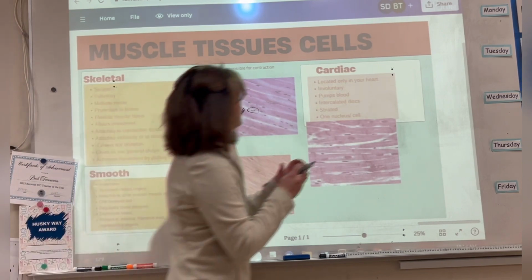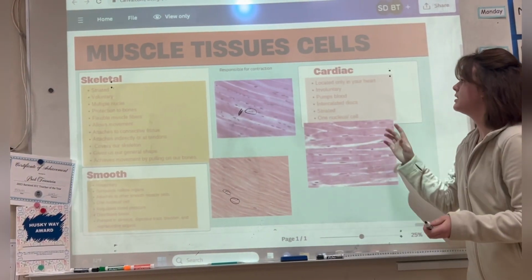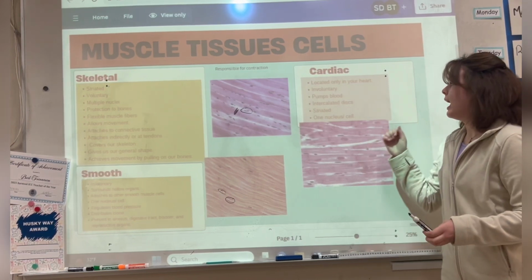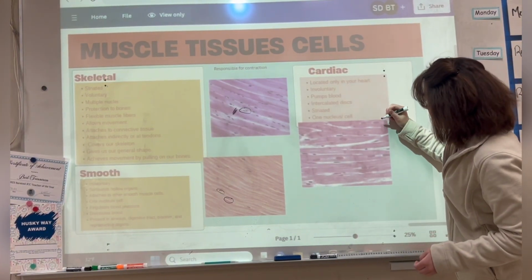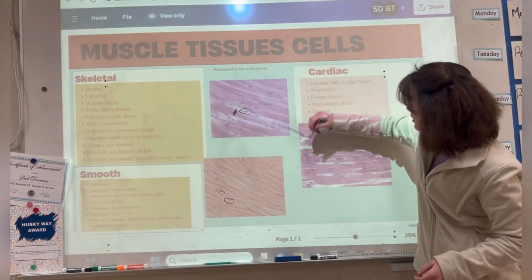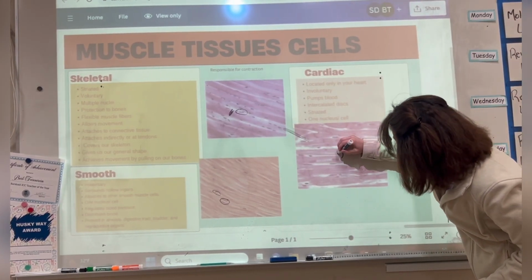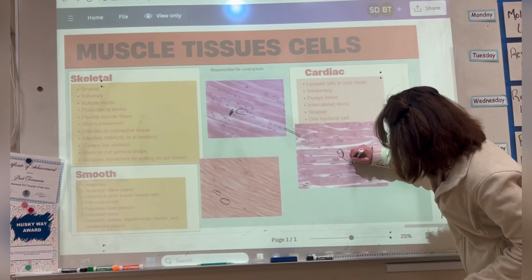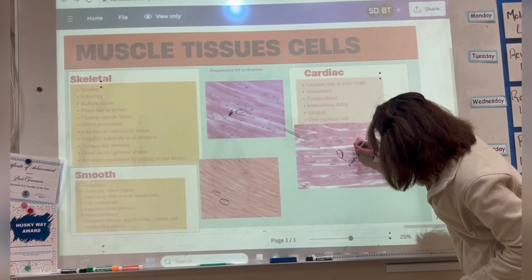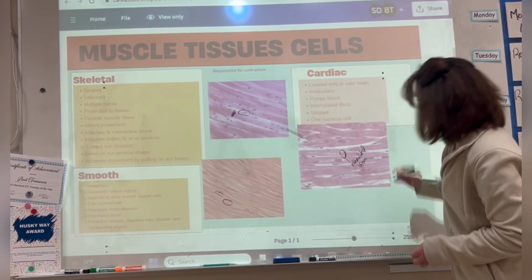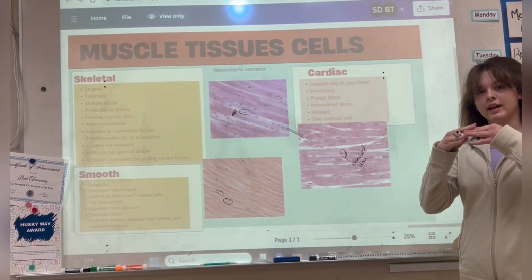And then the cardiac muscle. So this is located only in your heart and it pumps your blood, and you can see that these two are very alike, but the way you can tell the difference is because of these little lines right here, which are called the intercalated discs. This is where the cells attach.